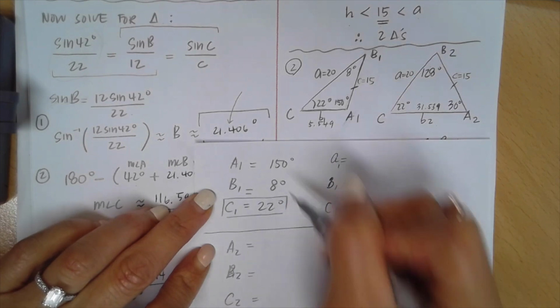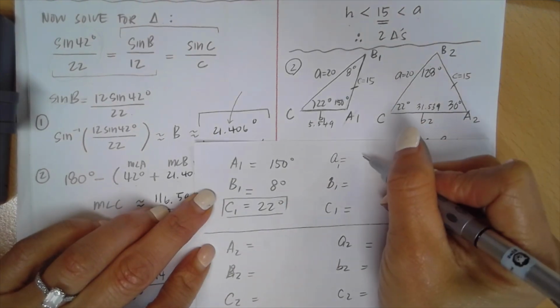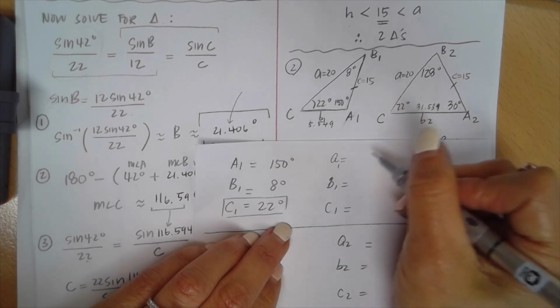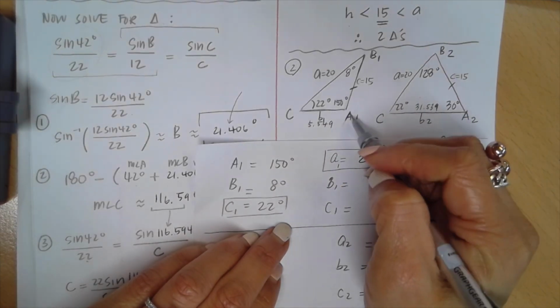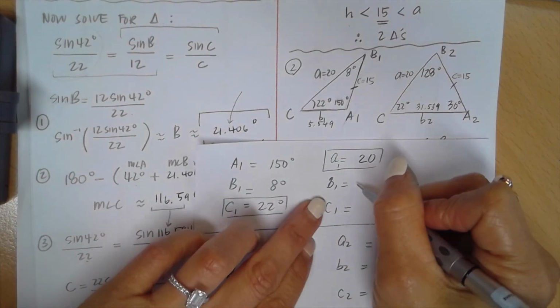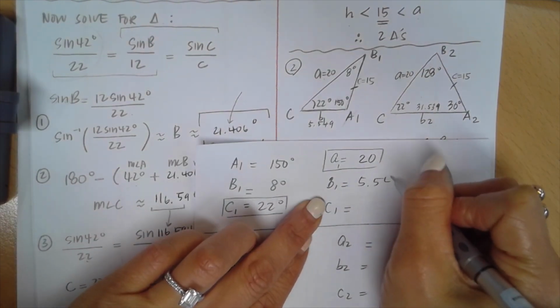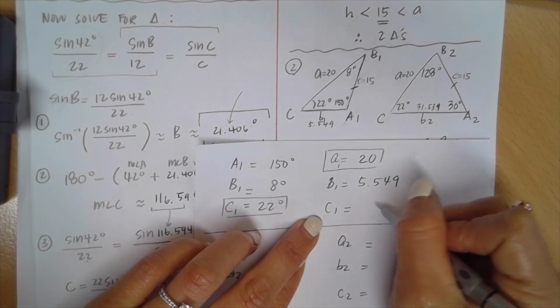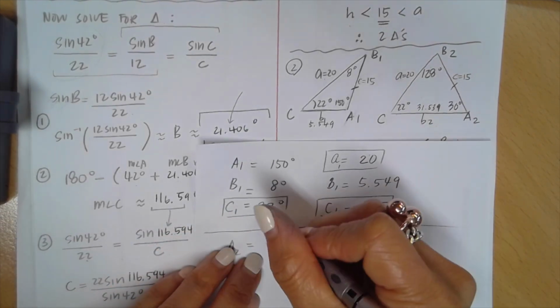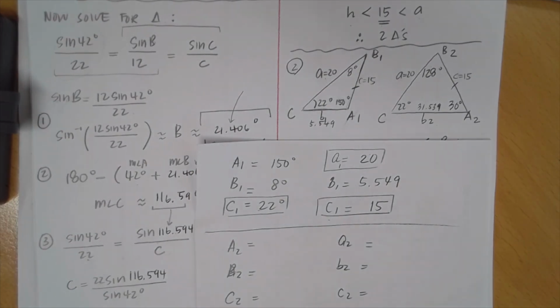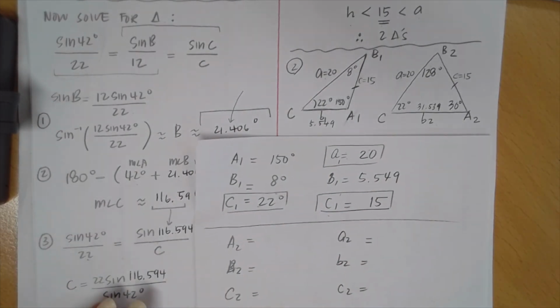B1, you calculated it, it's 8 degrees. Little a1, was it given? If a1 was given, then just write 20 and box it because it was given. Little b1 you calculated, so I got that. And little c1 was 15, which was given. So that's three pieces of information, an angle and sides. Okay, let's go to your other triangle.